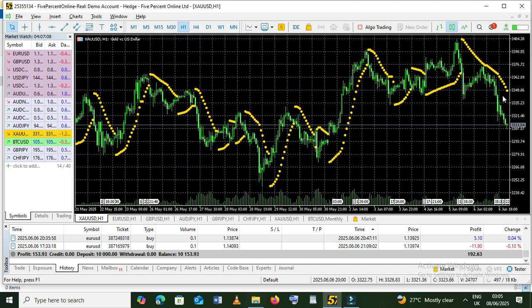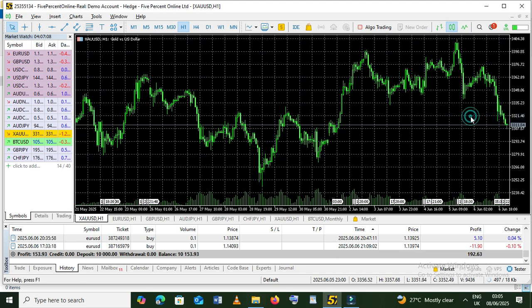So after analyzing the market using the Parabolic SAR, you can delete the indicator. If you want to leave it, you leave it. But if you want to delete it, then point to the indicator, right click and click on delete. It will go.